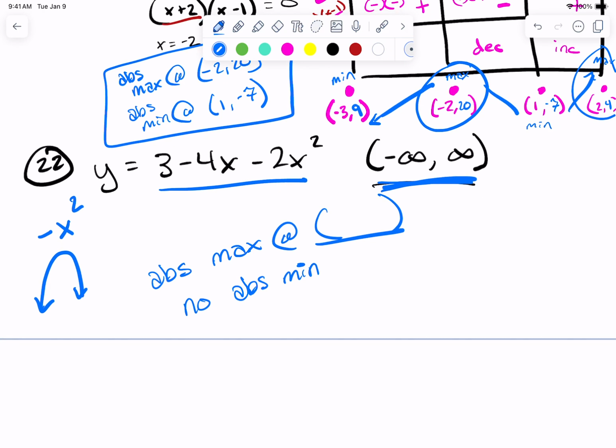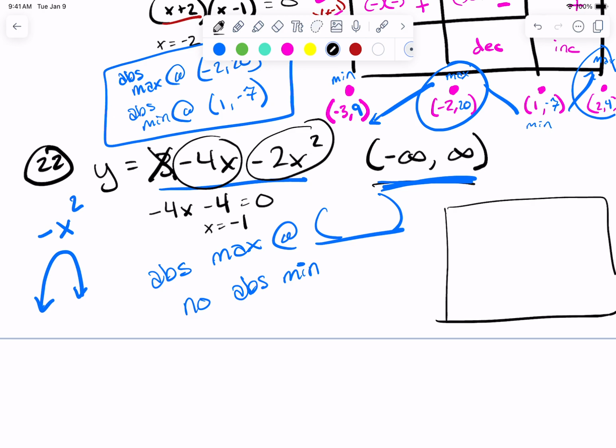Okay, so let's find that place. How do we find that? Start with our critical numbers. Critical numbers, derivative. The derivative would be -4x minus 4, equals 0. You could take out a -4, and then it'd be x plus 1. So -1 is your point. So negative infinity to -1 and -1 to infinity.